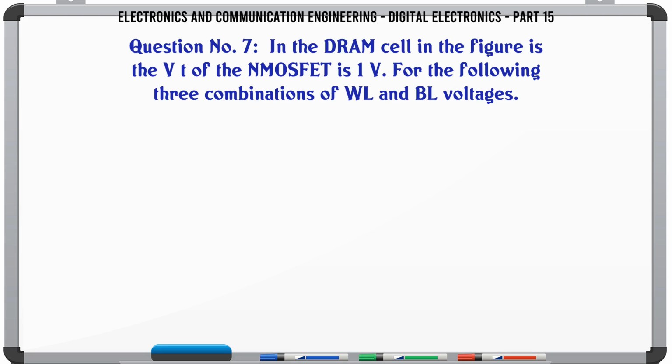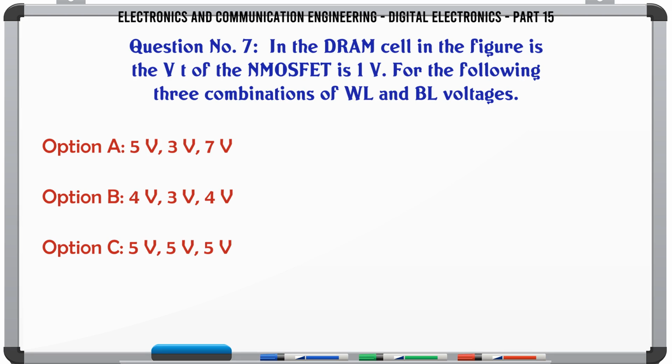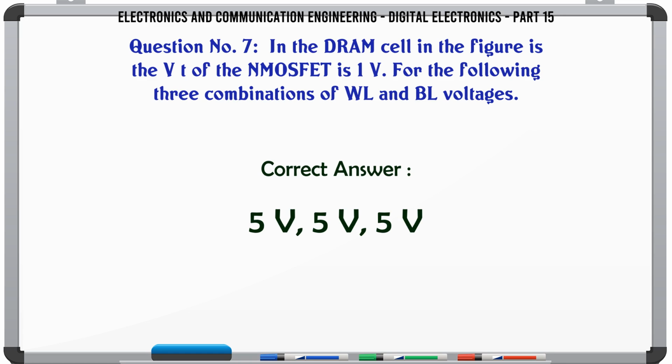In the DRAM cell in the figure, the VT of the NMOSFET is 1V. For the following three combinations of WL and BL voltages: A. 5V 3V 7V. B. 4V 3V 4V. C. 5V 5V 5V. D. 4V 4V 4V. The correct answer is 5V 5V 5V.